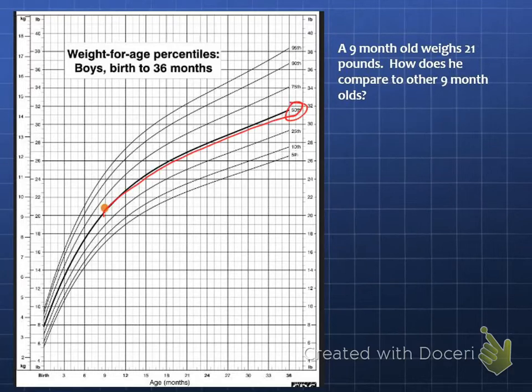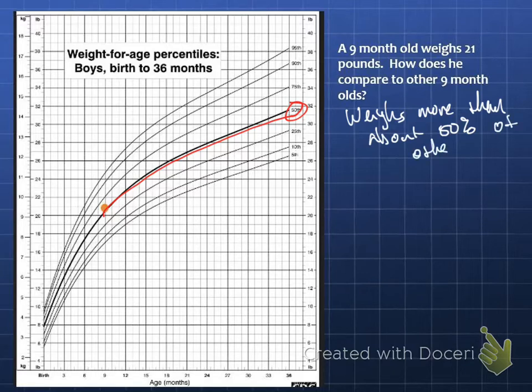the 50th percentile curve. So what that tells you is that this particular baby boy weighs more than about 50% of other 9-month-old boys. Yeah, you've got to be specific that way. Okay, so this 9-month-old boy weighs more than about 50% of the other 9-month-old boys. So what? Probably about average, right? That is kind of how you would think about that.